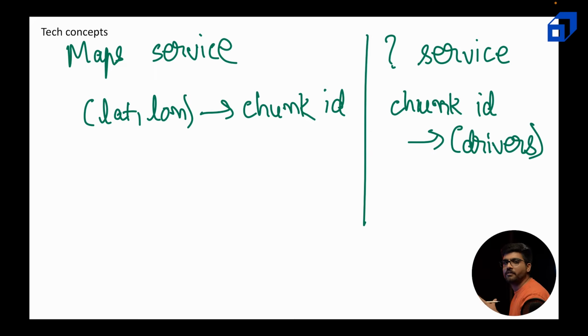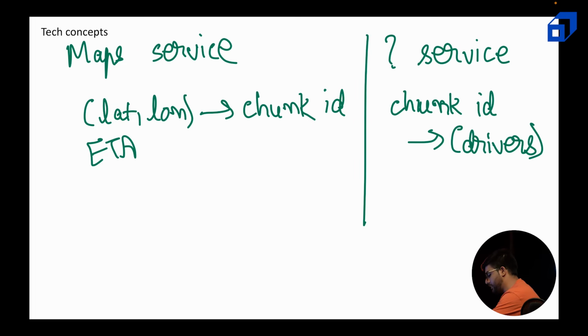Now ideally, using that map service, we have reduced the search space of the drivers to whom we want to send the pings, that hey, there is a user, do you want to accept the ride for that particular user or not. So now let's try and understand what all different things the map service can do. First of all, the ETA computation.